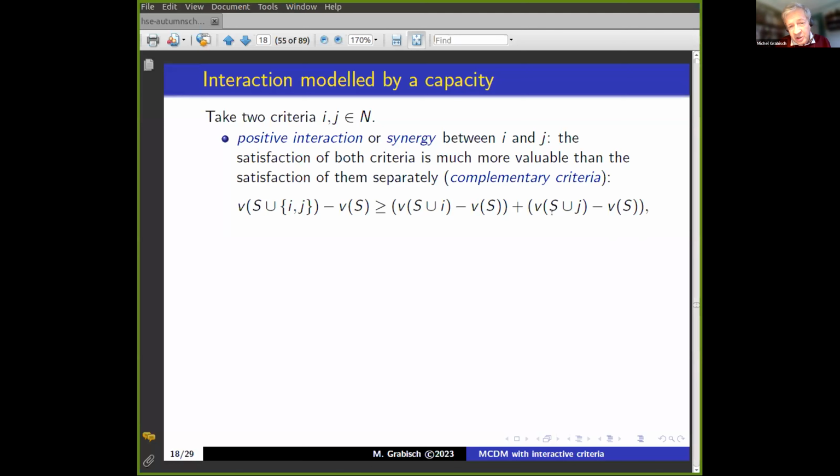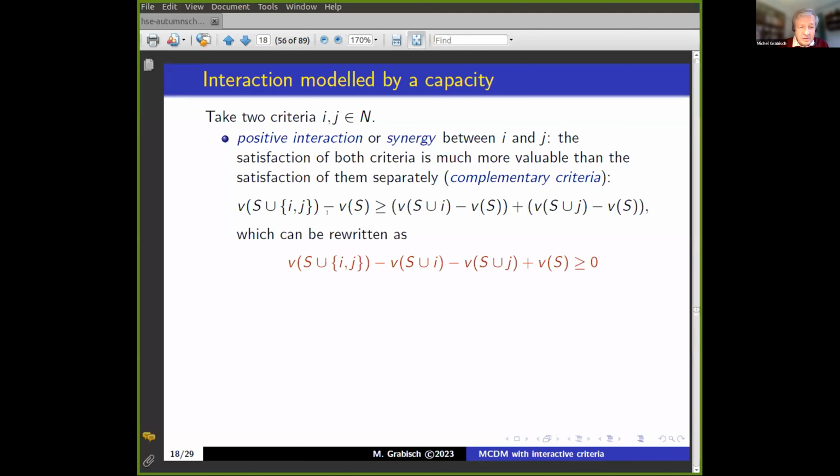This is the marginal contribution of j. And this is the joint marginal contribution of I and j. And what the inequality says is that the joint marginal contribution is greater than the sum of individual marginal contributions. So in this case, we say there is positive interaction or positive synergy.